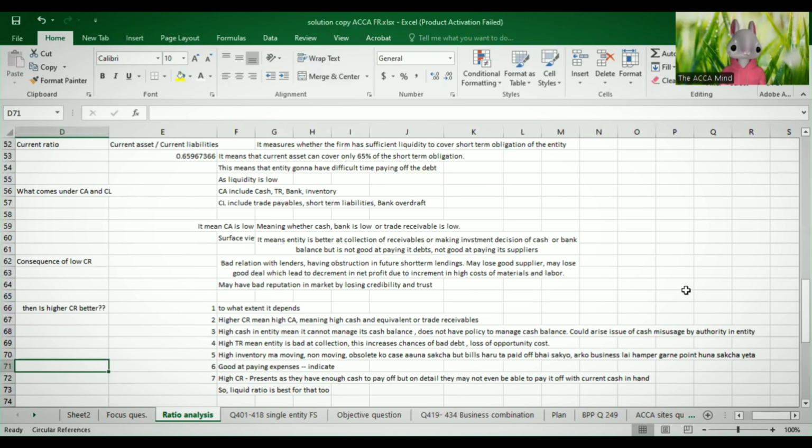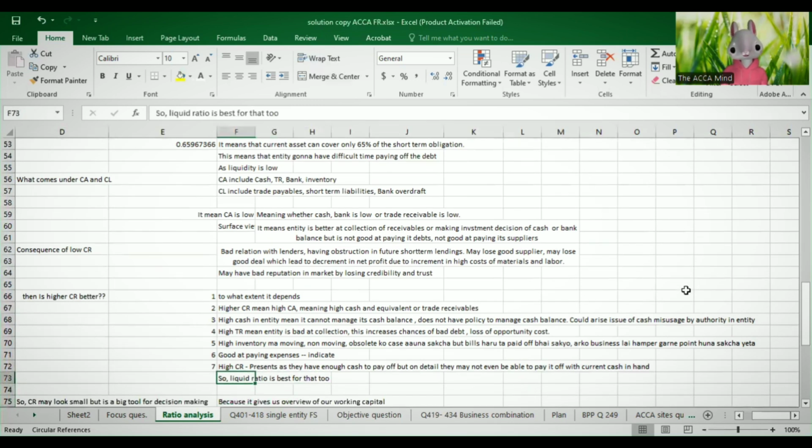So a high current ratio may present that the entity has enough cash to pay off its debts and short-term liabilities and fulfill the liquidity need of the entity. But in detail, they may not be able to pay it off with current cash in hand. So in analyzing, we have to analyze the actual situation. The actual situation may be different from what the ratio shows. We have to keep this in mind while analyzing the current ratio.